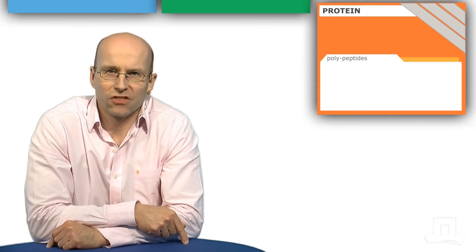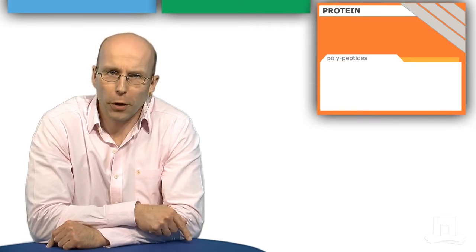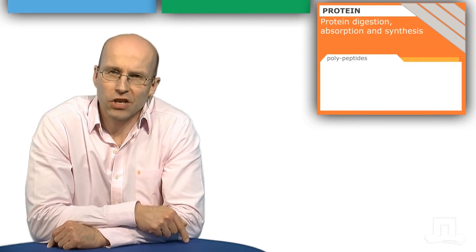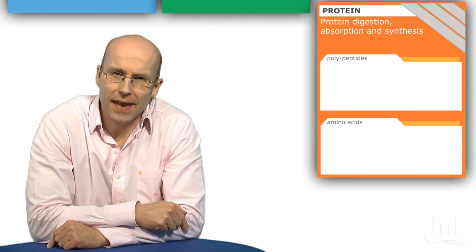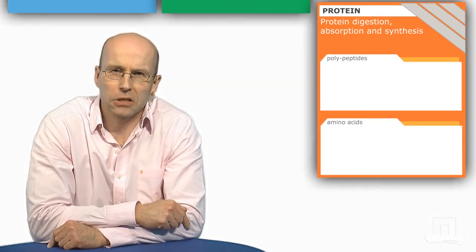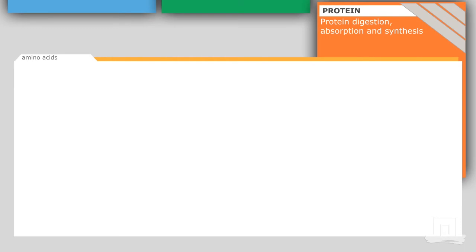Hi. In the previous video, we learned that proteins are basically polypeptides, chains of amino acids. Now, in order to be able to absorb dietary protein, we need to digest the polypeptides into individual amino acids, and that happens in our GI tract. So let's look at that in a little bit more detail.